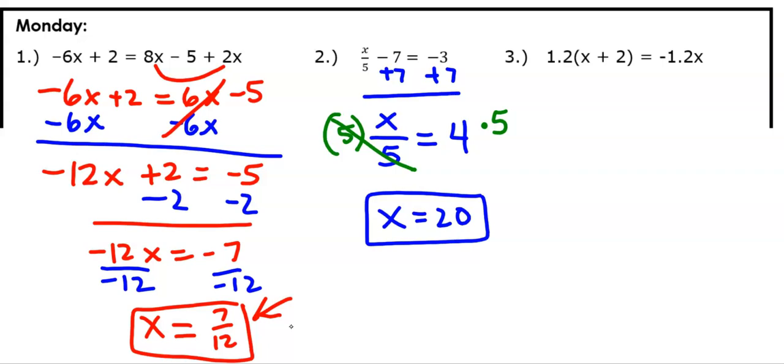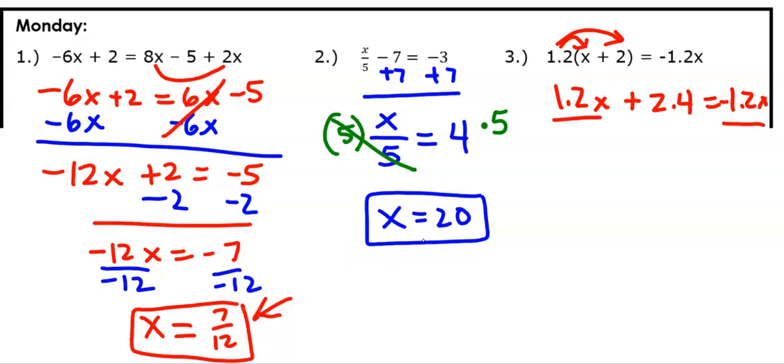Number 3 requires me to distribute here. 1.2 times x is 1.2x. 1.2 times 2 is 2.4. Use your calculator if you didn't know that. Again, I know these are similar, but they are not the same exact number. Whoops, yikes. They are not the same exact number. So, I need to be careful here.